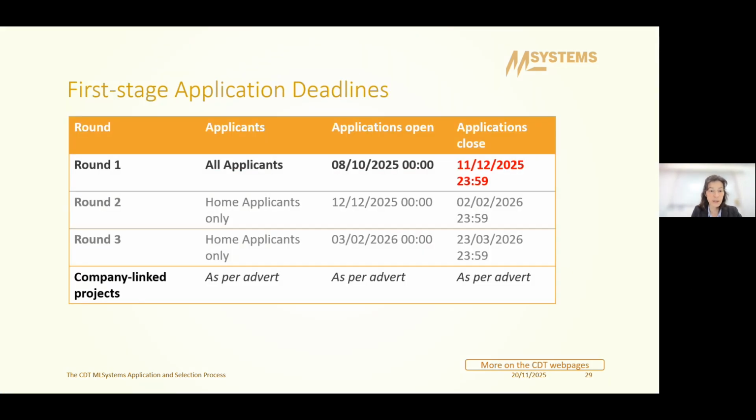In terms of timing, we've got a few different application deadlines, because we have 3 different rounds of recruitment. The first round is for all applicants, both home and international applicants. The applications are now open and they will close on the 11th of December 2025. We have then 2 further rounds of recruitment that are only for home applicants, and the dates are indicated here. Basically, the applications will close early February and then towards the end of March for the 3rd round.